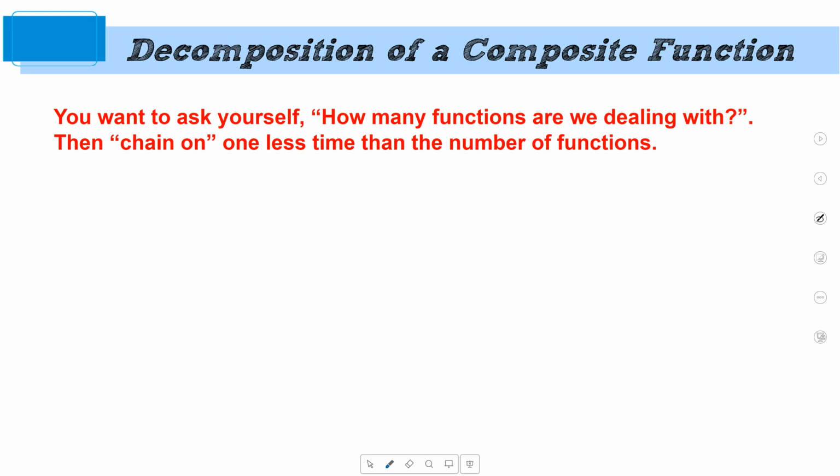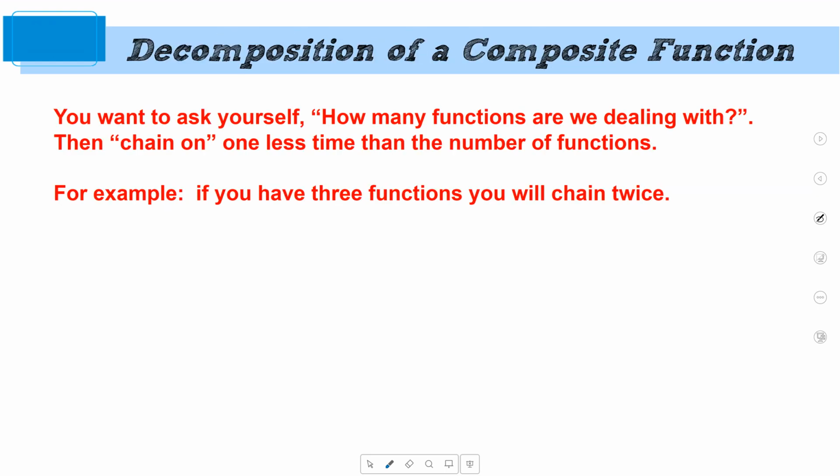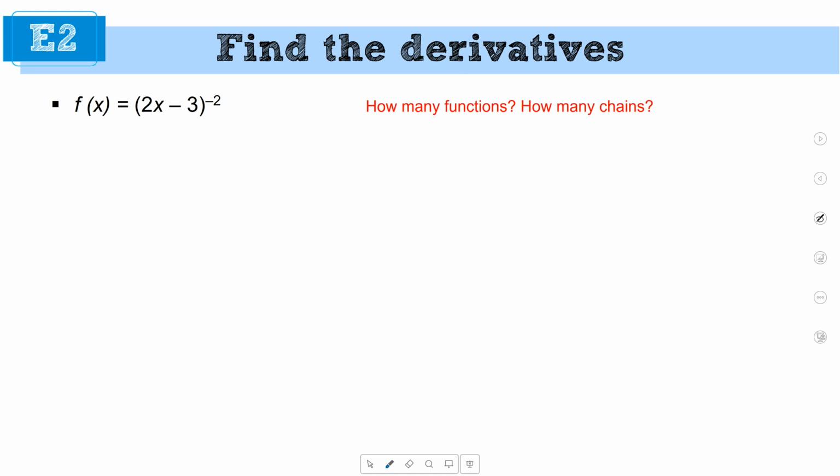So, like I said, we want to figure out how many functions we have. Early on, most of the time, we're going to have 2 functions. And when you have 2 functions, you chain once. But as we get more functions in the composite, you always chain 1 fewer times than the number of functions that you have. Again, that's probably not making much sense, but when you see it in action, you'll understand a little bit better. So if you have 3 functions, you chain twice. You have 9 functions, you chain 8 times. That probably won't happen too often. It might a couple times, though. Okay, so here we go.